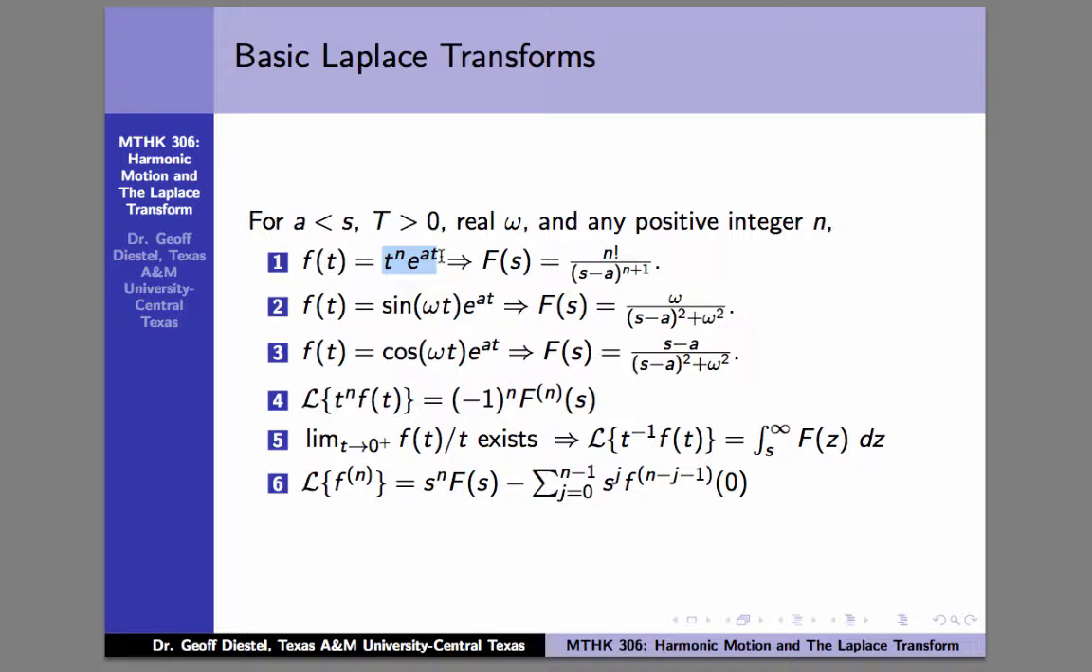It covers all powers of t, positive integer powers of t, by letting a be 0. And it covers all exponentials by letting n be 0. Then this covers the sine, and sine times any exponential, because remember, multiplying by an exponential before computing a Laplace transform just means shifting the Laplace transform. So instead of s, you have s minus a. Same thing for cosine.